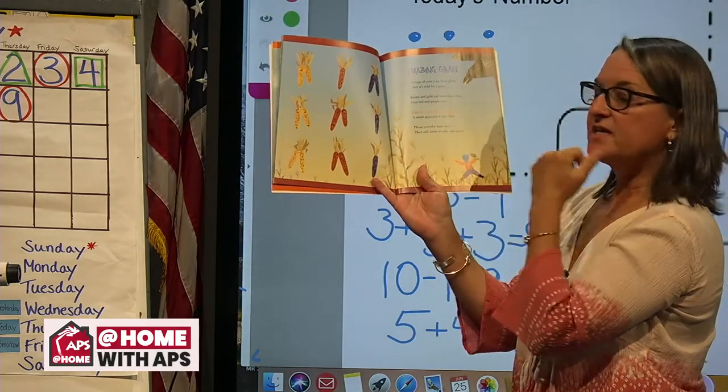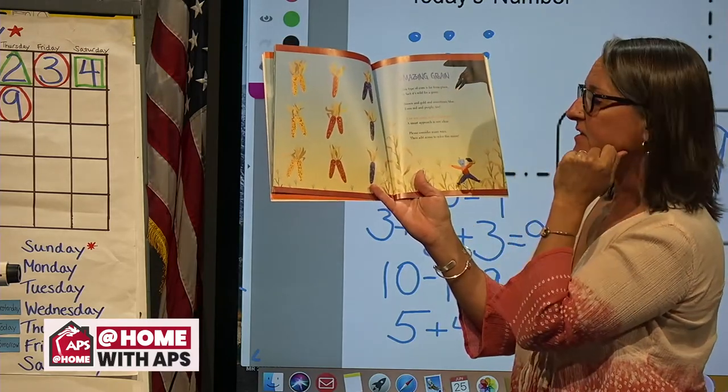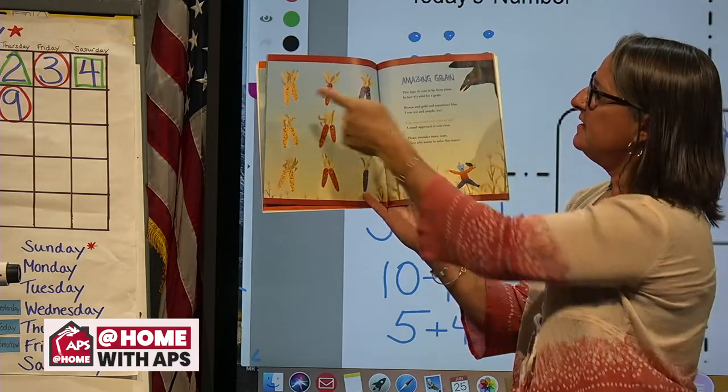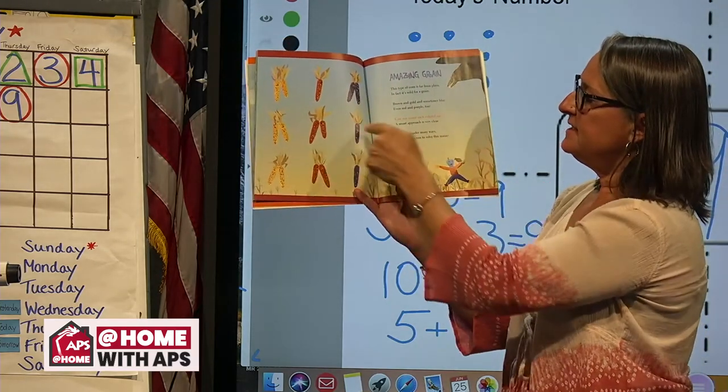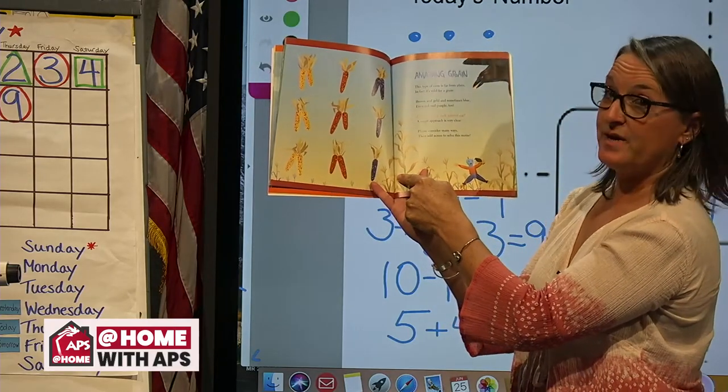Is there a 5 in every row? 2 and 2 and 1 more, 5. 2 and 2 and 1 more, 5. We could count these by 5s. 5, 10, 15 ears of corn or maize.